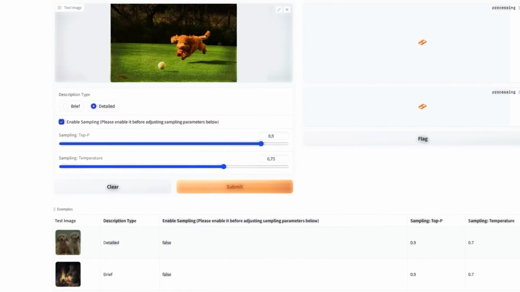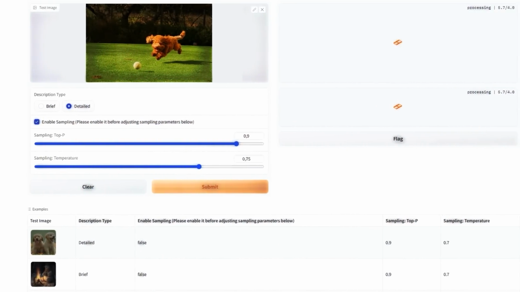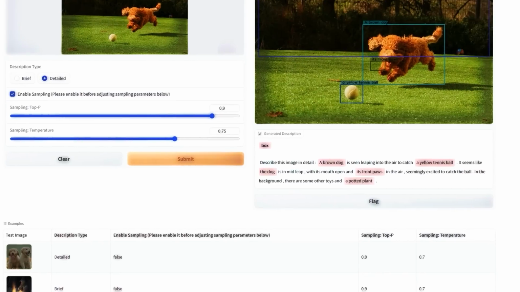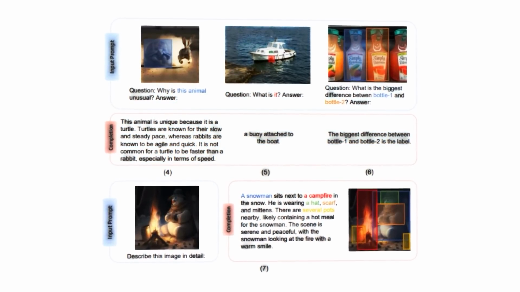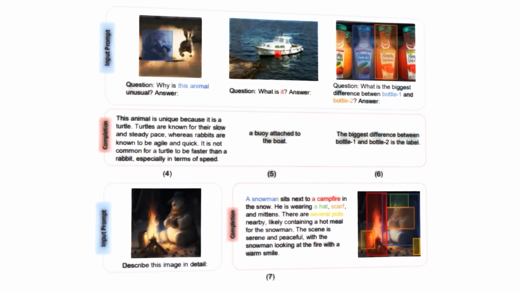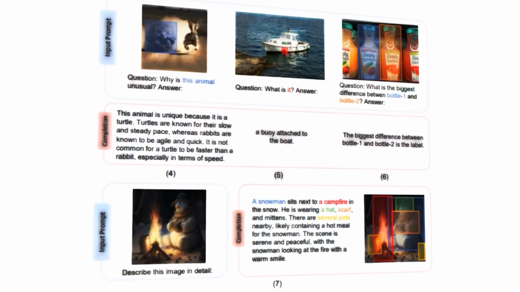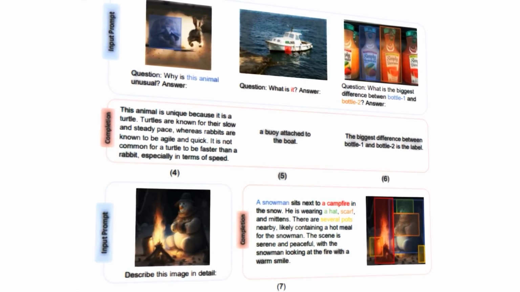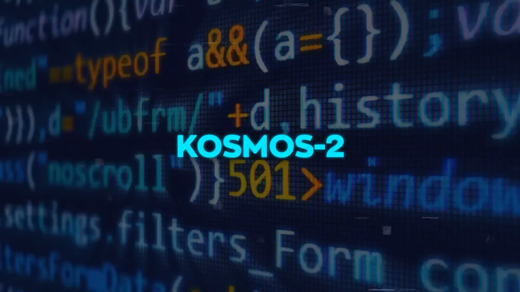This way, KOSMOS-2 makes it easier to match words with parts of a picture, helping people and computers understand each other better. Grounding makes KOSMOS-2 more dynamic and precise than other multimodal large language models, MLLMs, enabling more human-like interaction. Wondering how KOSMOS-2 acquired this ability?